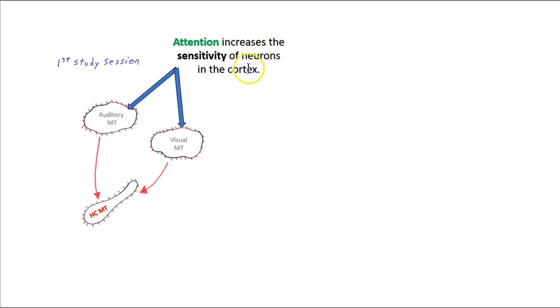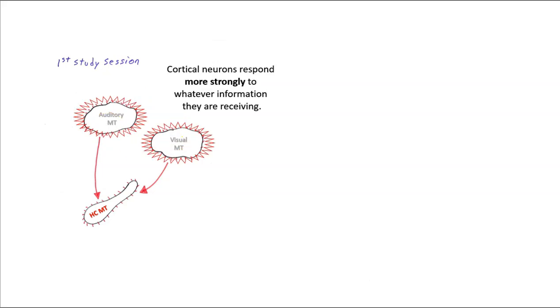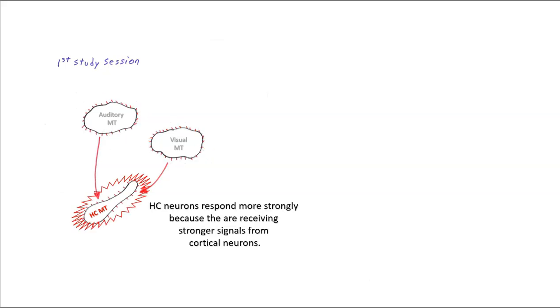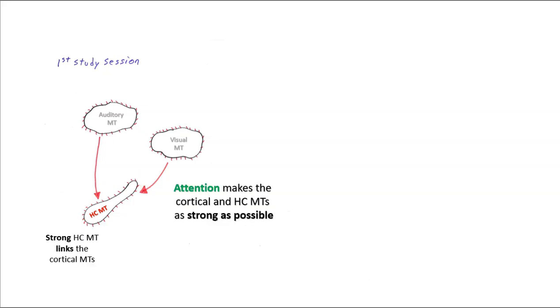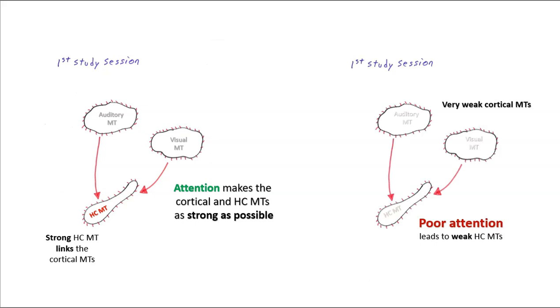Well, attention increases the sensitivity of neurons in the cortex. So cortical neurons respond more strongly to whatever information they are receiving. And likewise, the hippocampal neurons respond more strongly because they're receiving stronger signals from cortical neurons. So the overall effect of this is that attention makes the cortical and hippocampal memory traces as strong as possible. If we're not paying attention, we're going to have very weak cortical memory traces and weak hippocampal memory traces.